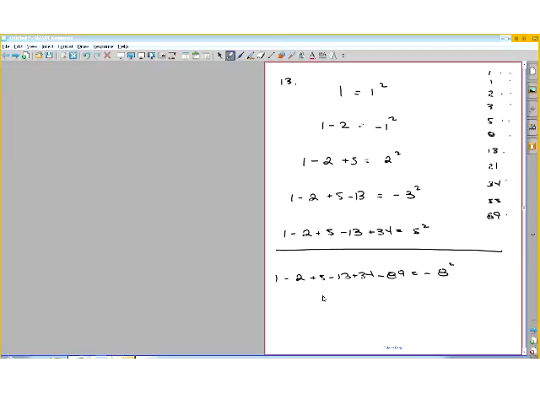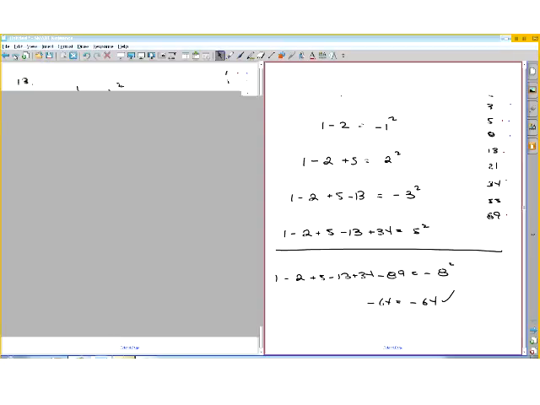So let's confirm this is correct. So if we take, I'll use my calculator, 1 minus 2 plus 5 minus 13 plus 34 minus 89 is negative 64. And so we have negative 8 squared. 8 squared is 64, and so we get that working out. So it's kind of cool. There's all these weird patterns that you can get using the Fibonacci sequence.